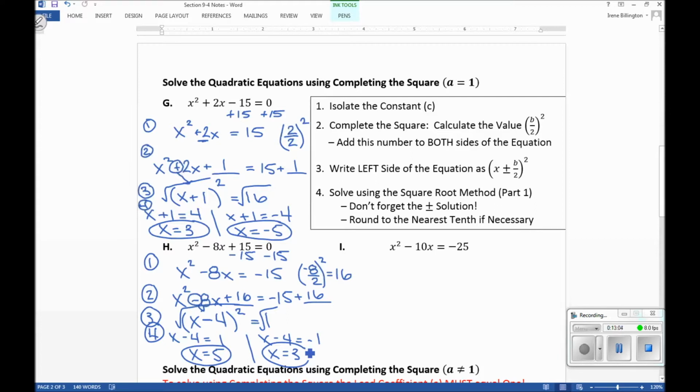Okay, you'll notice on this next example that our first step is already done for us. The negative 25 is already on the right side of our equation. So let's go ahead and complete step 2. We need to take b, which is negative 10, divide it by 2, which is negative 5, and square it, which is 25. Add that to both sides of our equation.